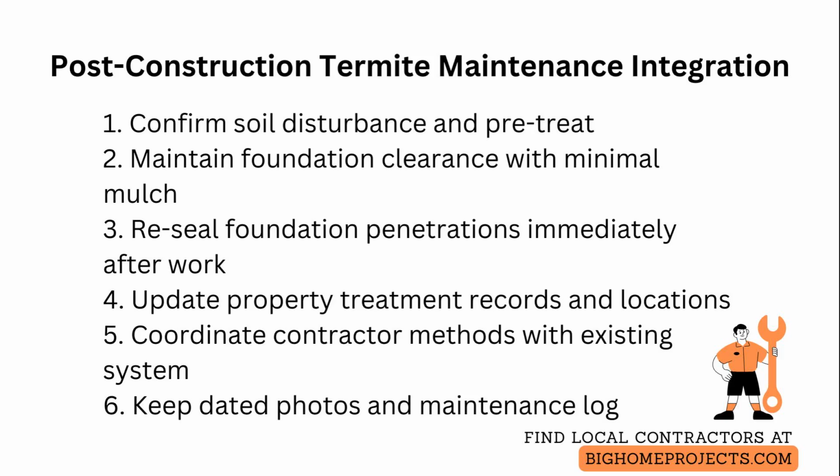Maintain a clear zone around the foundation by keeping mulch and vegetation trimmed to a minimum of 3 inches below siding and at least 12 inches away from foundation walls to prevent easy access for termites. Reseal any penetrations through the foundation or termite barrier immediately after work is completed using compatible sealants and flashing to restore the continuous protection layer.